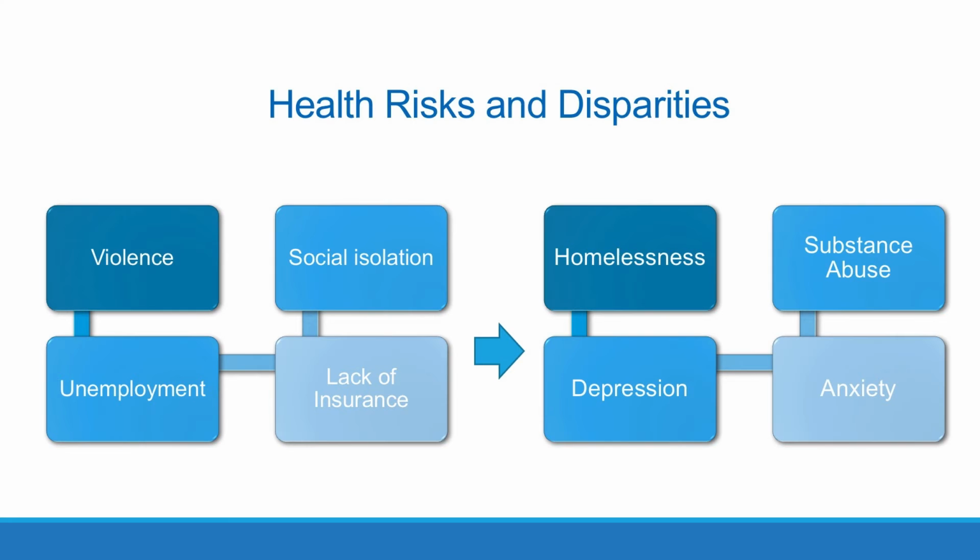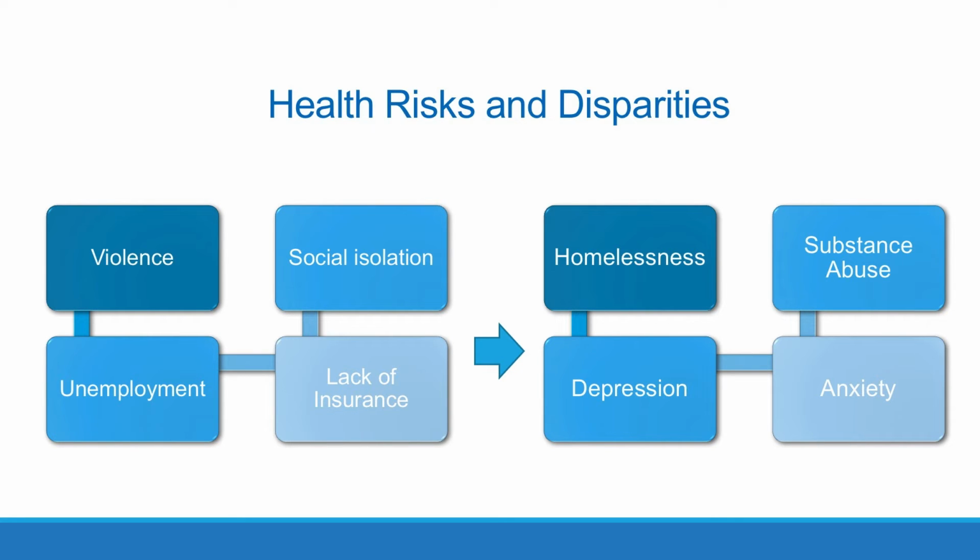Health risks and disparities. Transgender and gender non-conforming people face significant health disparities due to discrimination. These may range from violence and social isolation, leading to loss of social networks, to unemployment, lack of insurance, and lack of financial resources. Because of these, transgender people are at a high risk for homelessness, which may cause them to engage in survival sex, and are also at a higher risk for depression and anxiety, substance abuse, and other consequences of discrimination and isolation.